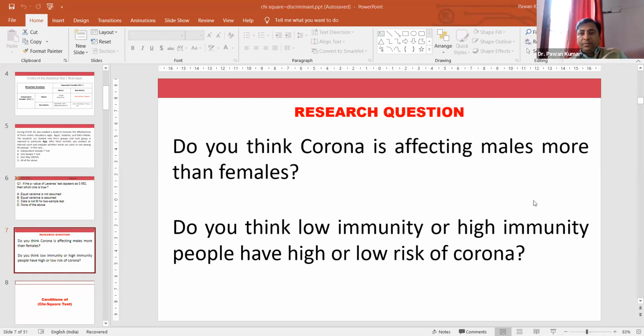Then we have: do you think low immunity or high immunity people have high or low risk of corona? Again, two categories, low immunity and high immunity, and high risk and low risk. So both are categorical, both are nominal data. So in simple sense, as a researcher, understand this way: whenever your independent variable is nominal data and your dependent variable is nominal data, and you are going to study the association between these two variables, then you will go for the chi-square test.